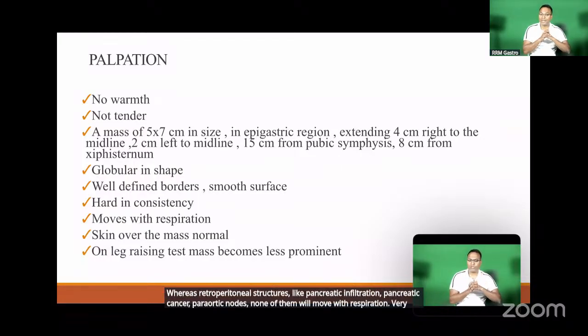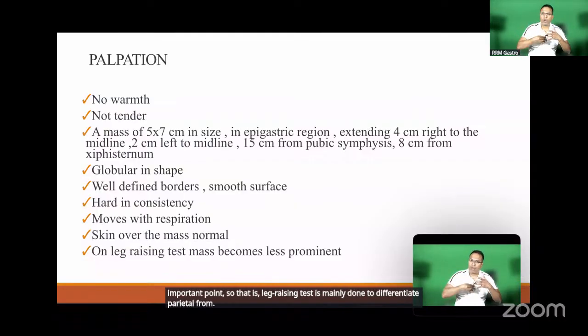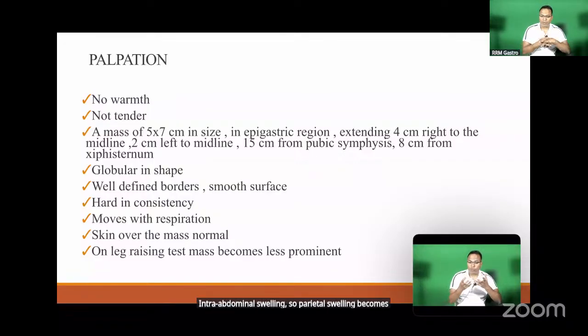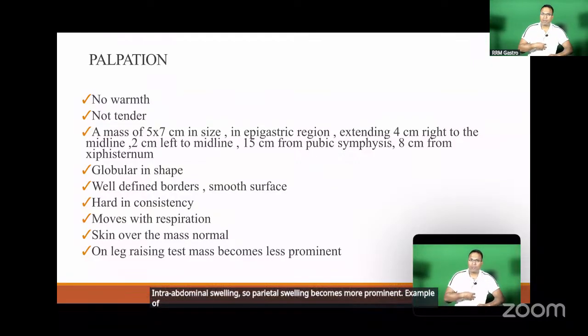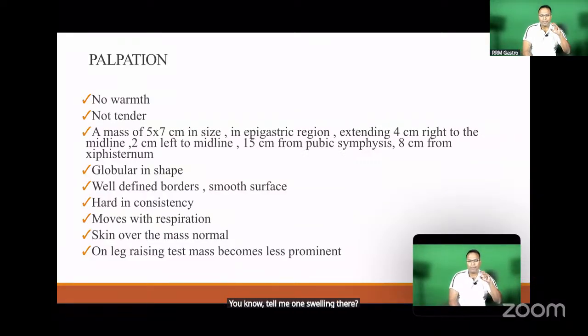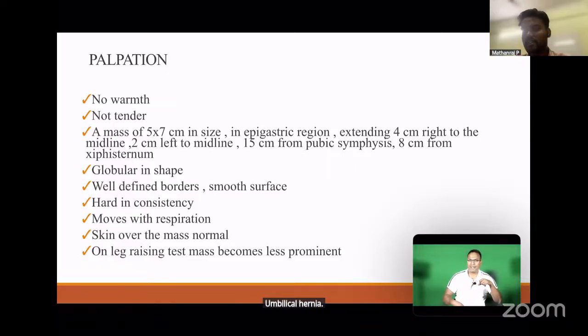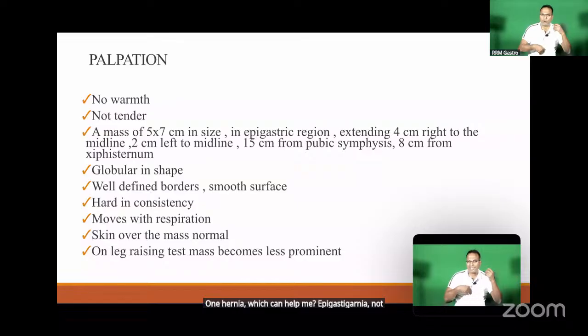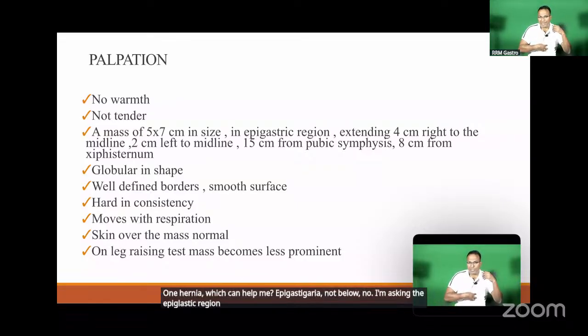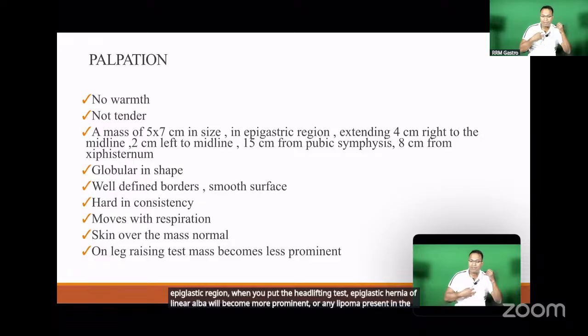Very important point. The leg raising test is mainly done to differentiate parietal from intra-abdominal swelling. So parietal swelling becomes more prominent. Can you tell me one swelling that becomes more prominent in the epigastric region? One hernia. Which hernia? Epigastric hernia, not umbilical. Umbilical hernia is below. I am asking in the epigastric region, when you do the head lifting test, an epigastric hernia of the linea alba will become more prominent. Or any lipoma present in the epigastric region will become more prominent.